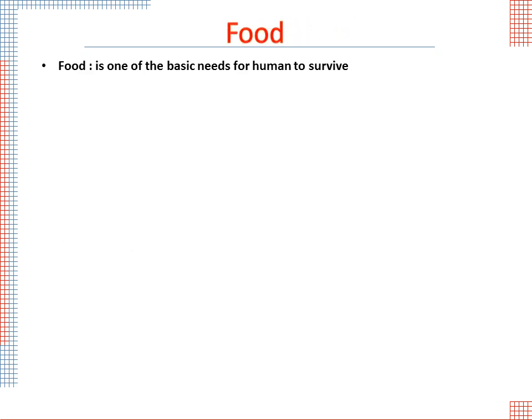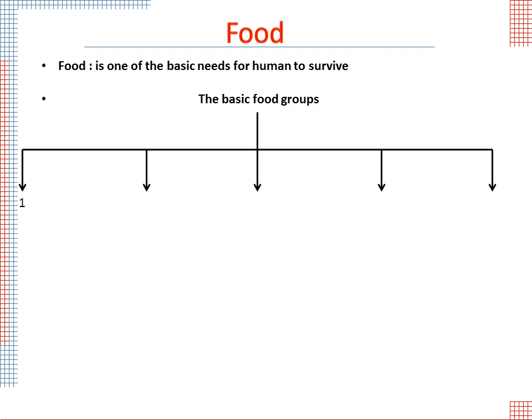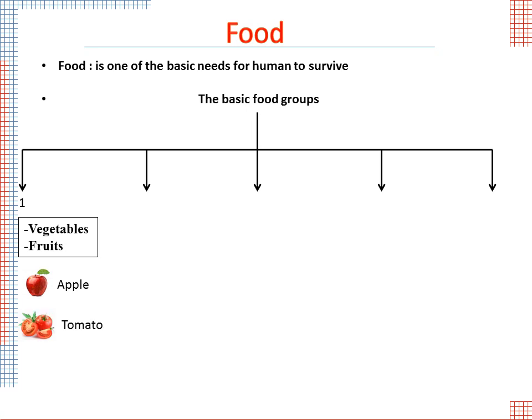Food. Food is one of the basic needs for a human to survive. The basic food groups are: 1. Vegetables and fruits, for example, apple, tomato. 2. Bread and cereals, for example, bread, rice.